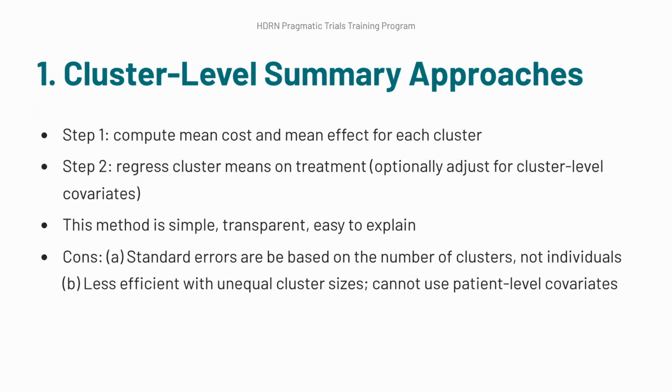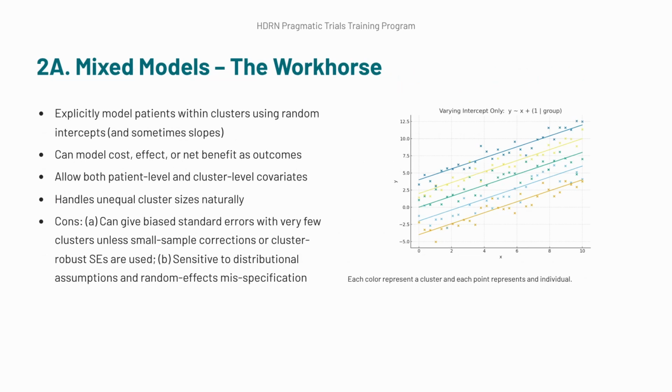Cluster-level summary methods are the simplest conceptually. Step 1 is to compute the mean cost and mean effect for each cluster. Step 2 is to compare those means across treatment groups, possibly adjusting for cluster-level covariates where appropriate. The transparency of this method is attractive, especially when there are many patients per cluster. The downside is that we cannot easily adjust for individual-level covariates, and we may lose efficiency when cluster sizes vary a lot. Mixed models are often the workhorse in practice and are most commonly used.